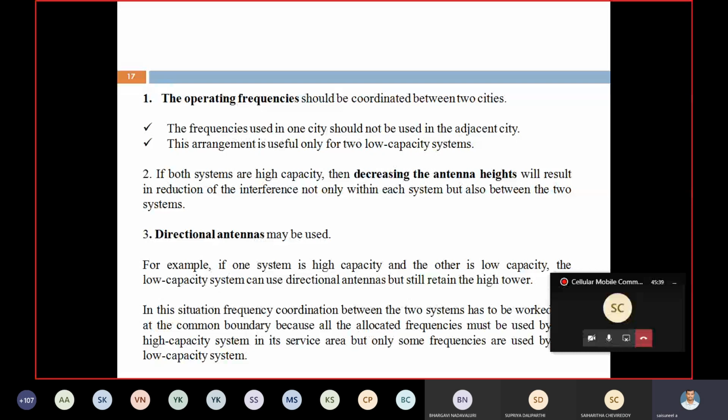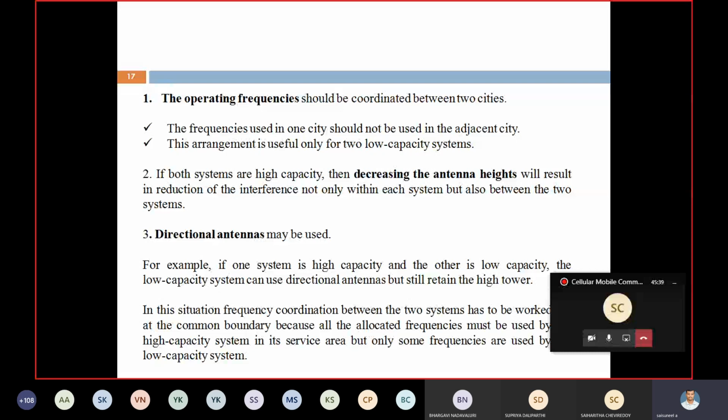We instead use directional antennas. It is better to reduce the interference between systems. Right. Interference between systems is reduced by only three methods: usage of different frequencies in any two adjacent cities, reducing antenna heights, and using directional antennas for low capacity systems.